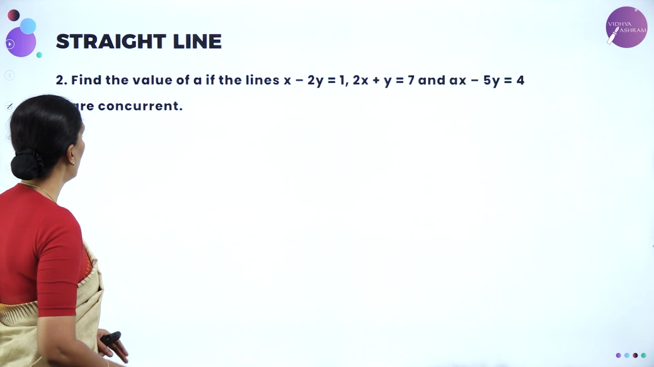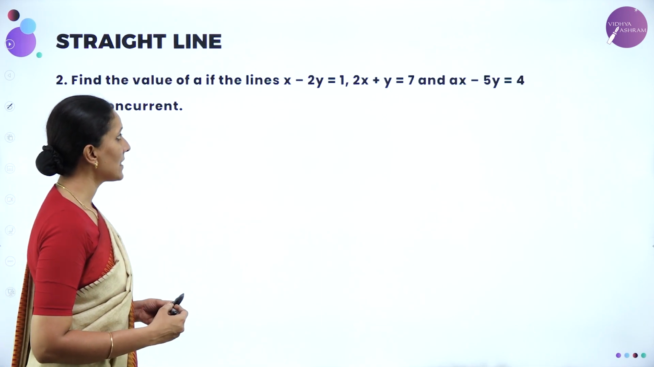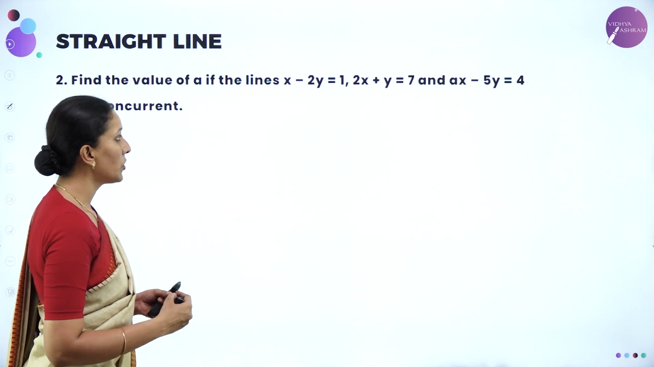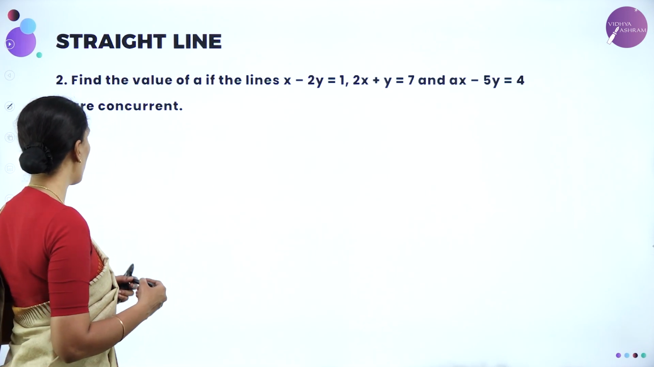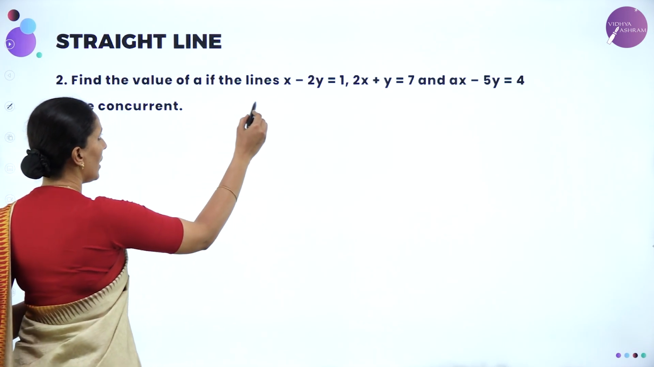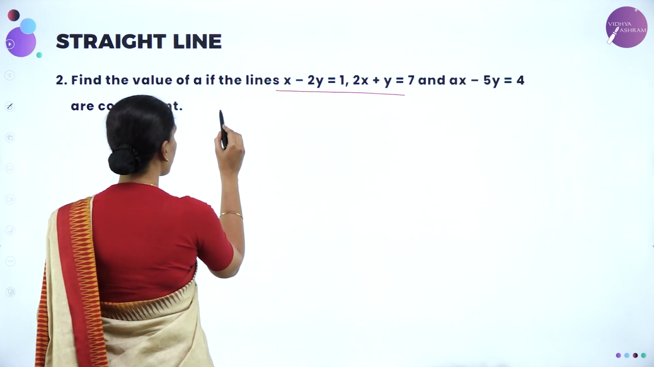Next one, find the value of a if the lines x - 2y = 1, 2x + y = 7 and ax - 5y = 4 are concurrent. So let me solve these two equations.